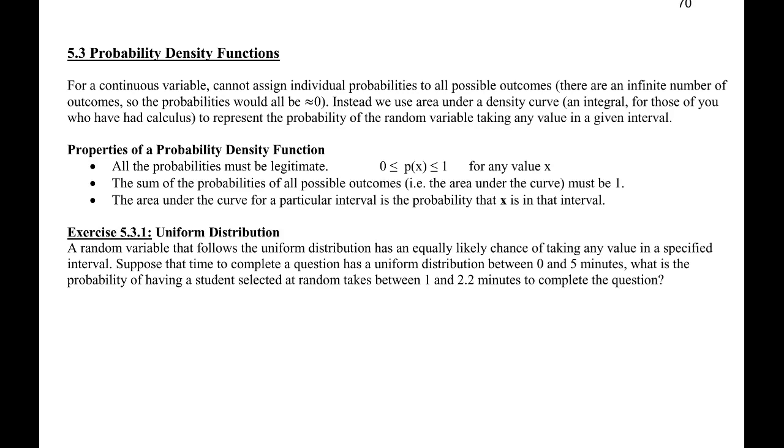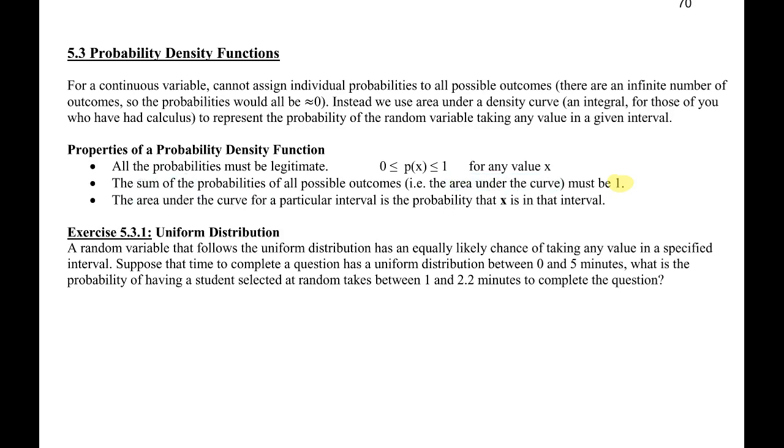So instead, we're going to use what's called a density curve to figure out our probabilities. We're going to be looking at the area under it to determine our probabilities. Those of you who are taking calculus, we're looking at integration, though we will not actually be doing any integration or calculus in this class. The sum of all the probabilities, i.e. the area under the curve, is going to be 1. And the area under the curve for a particular interval is the probability of x being in that interval.